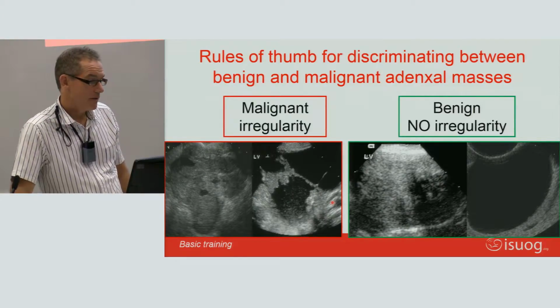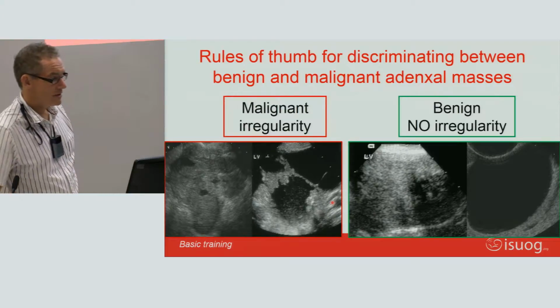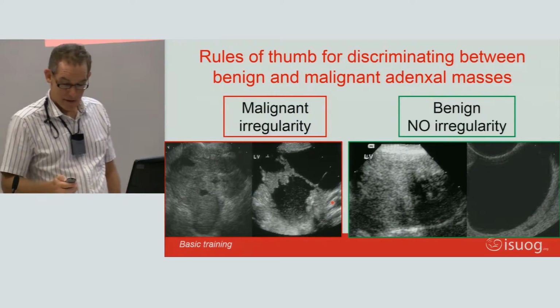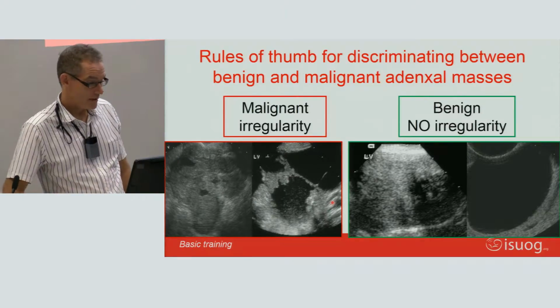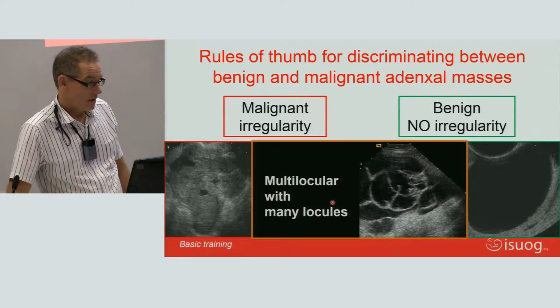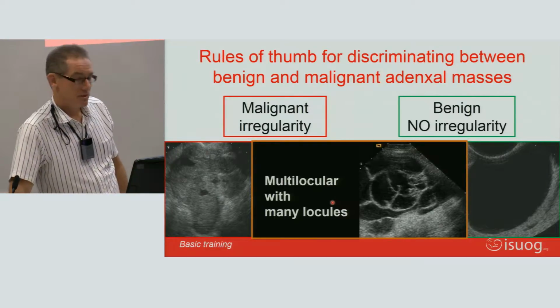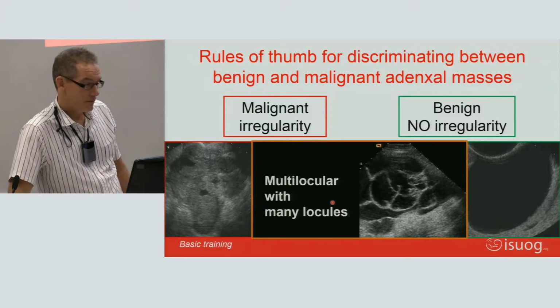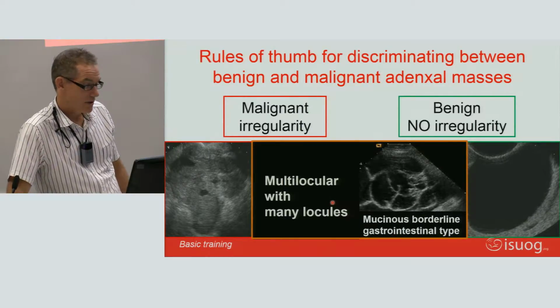Okay. So if you can't recognize that, then generally as a rule of thumb, if the cyst you're seeing has any irregularity in it, then you consider that this is malignant. There's an exception to the rule, and that's a multiloculated cyst, which has a Swiss cheese appearance. This is typical for a borderline tumor of the mucinous subtype, gastrointestinal subtype, or a mucinous cystadenoma.